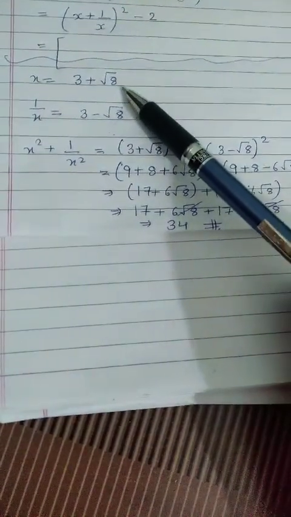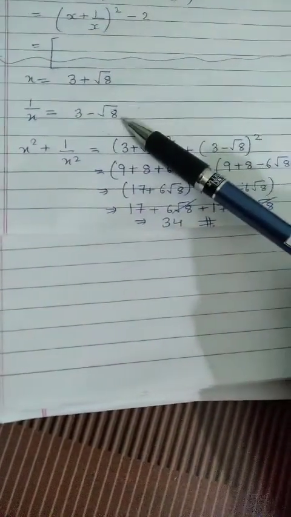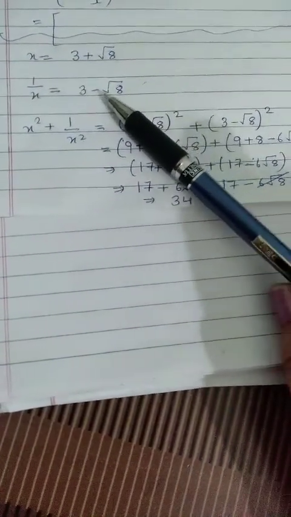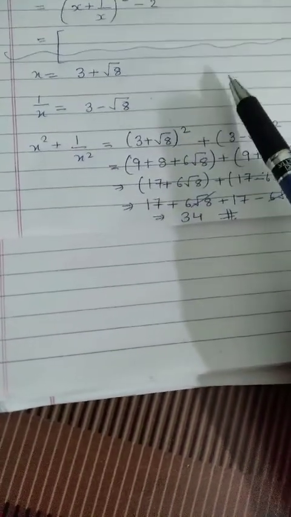But remember, in both the cases, you first are supposed to find the value of x and 1 by x both in the standard form. Standard form means the denominator should be rational. That is the key point in these questions.